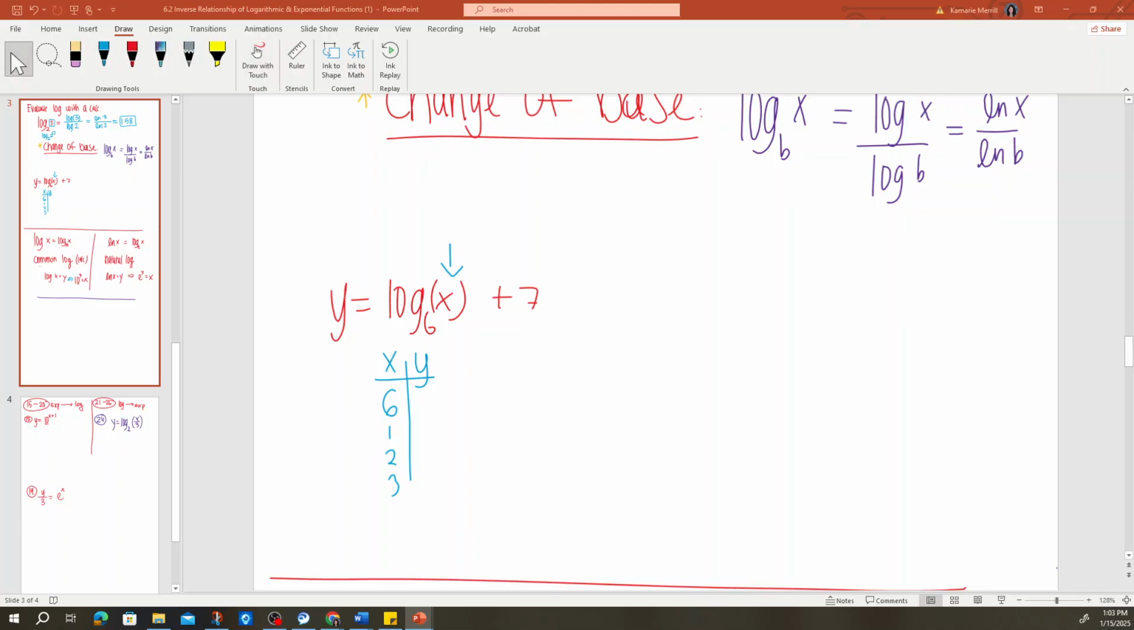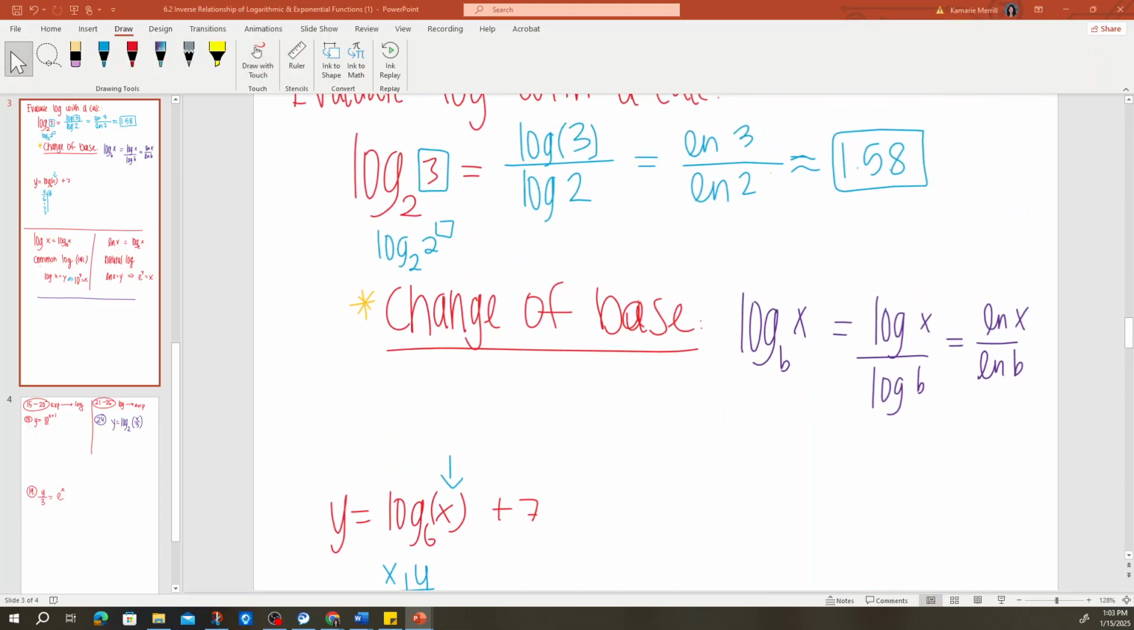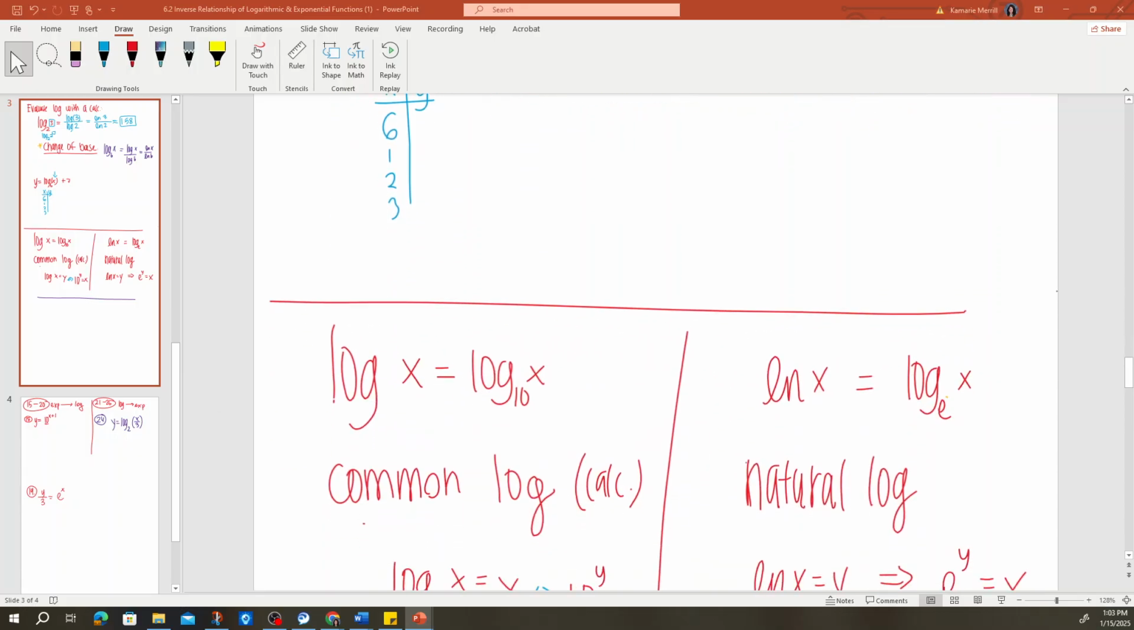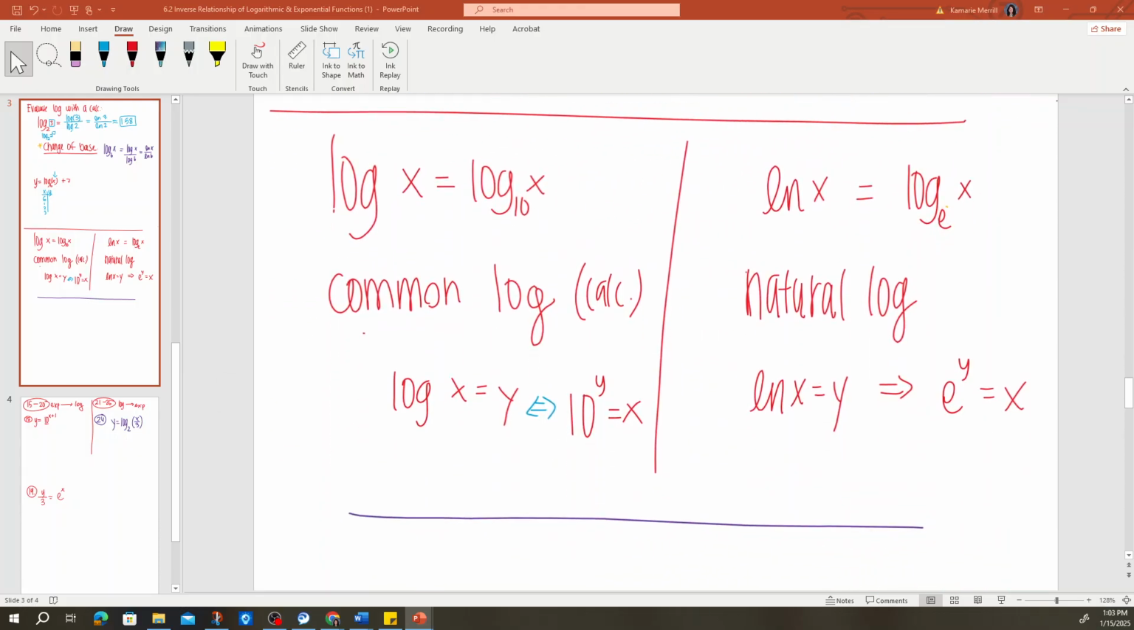So we do have some problems where it's okay to use a calculator on your homework. Did anybody need more knowledge of what a common log and a natural log is, or can I move on to doing your final examples? I can pause.